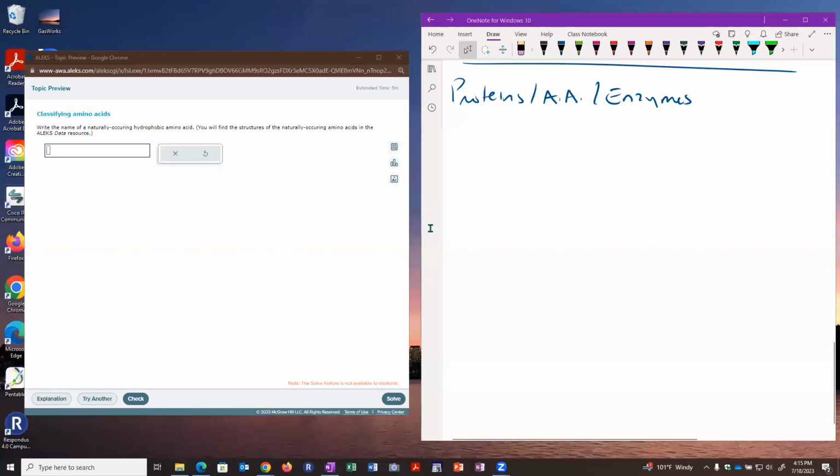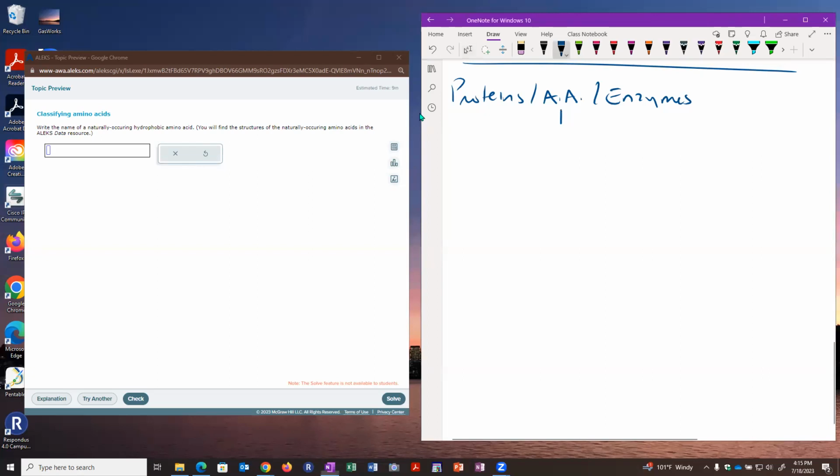All right, so in the next section, we'll take a look at proteins, amino acids, and enzymes. And the first one here, we're looking at classifying amino acids. And remember, for this, you will be provided with a list or an amino acid chart. You don't need to memorize the structures. This is asking you to look up and write down the name of a naturally occurring hydrophobic amino acid.